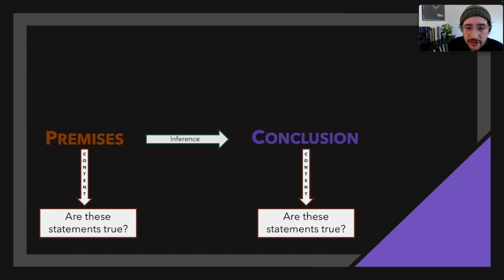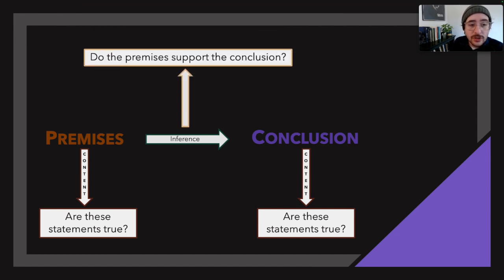But notice there's this other aspect of an argument. There's this inference from the premises to the conclusion. Those premises are being put forward in an attempt to provide support for the conclusion. And so we can ask, well, do those premises actually support that conclusion or not? When we ask that question, we're now evaluating the logic or reasoning of the argument. Now notice these things can come apart. Some arguments might have good content but bad logic. Other arguments might have good logic but bad content.